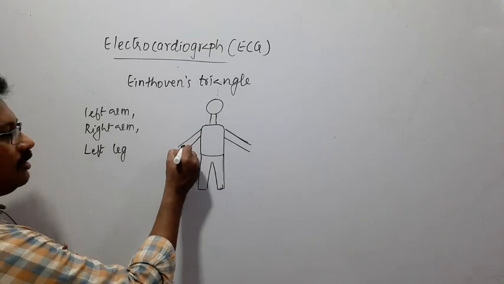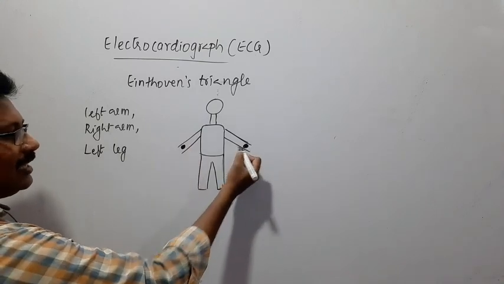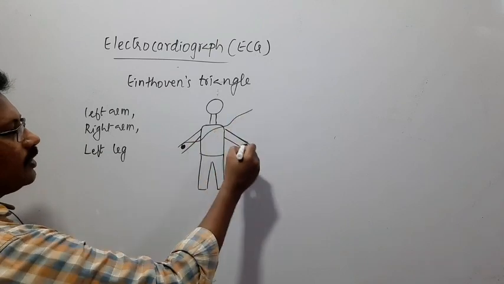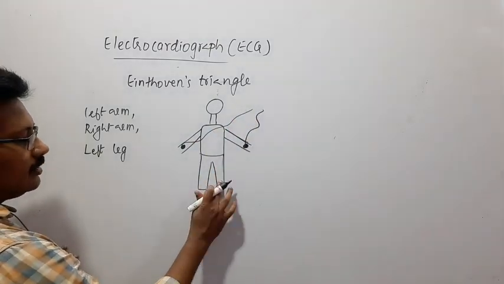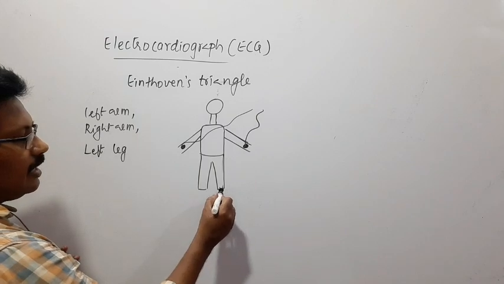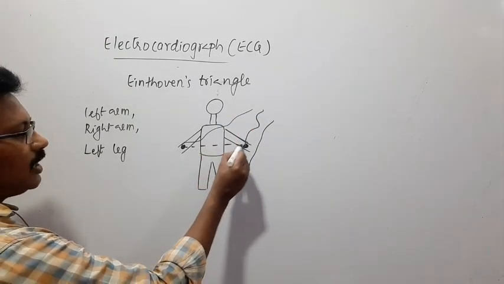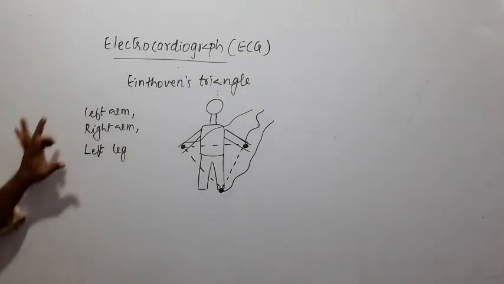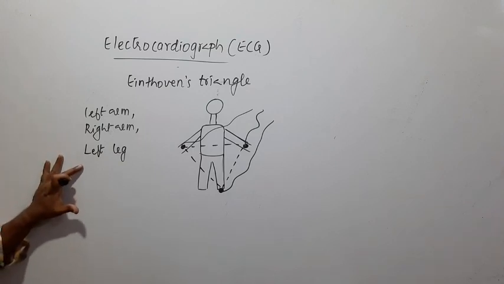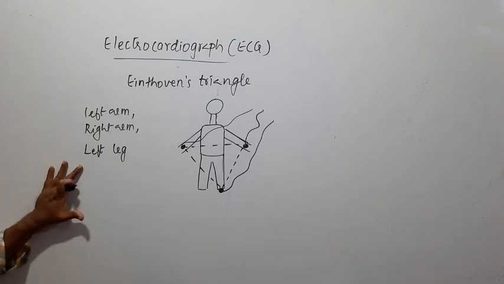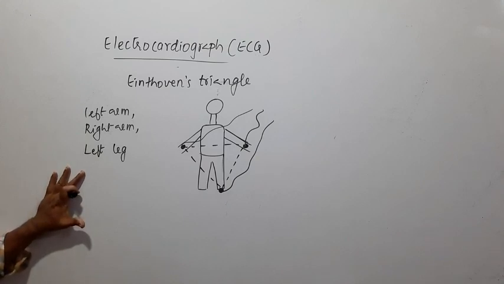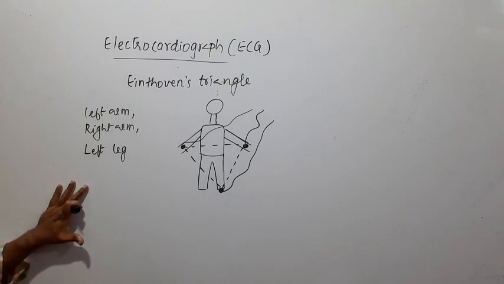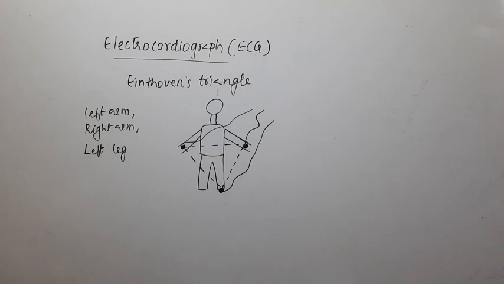So this is the point where we put a lead. This is another one, another lead, and here is another lead. This is what we call Einthoven's triangle, which includes the left arm, right arm, and the left leg, and that is connected to the ECG machine, which will take these electrical impulses from the skin, and then it shows on a paper in the way we have just seen before.